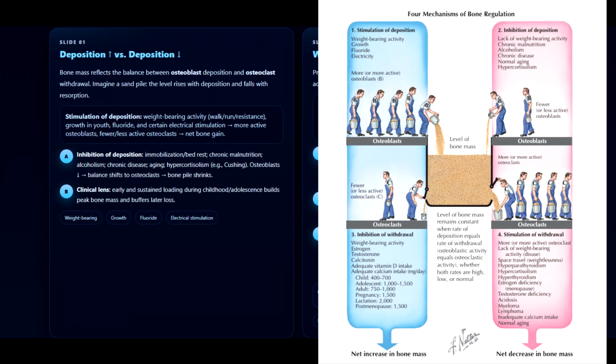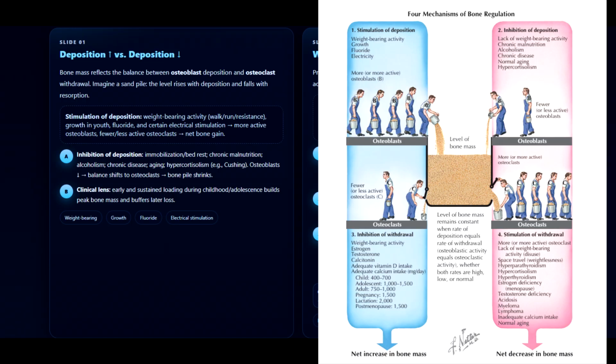At the center of the image, you can see a pile of bone mass, like sand being poured into or taken away from a container. The level of this pile reflects the net state of bone, whether it is increasing, stable, or decreasing.